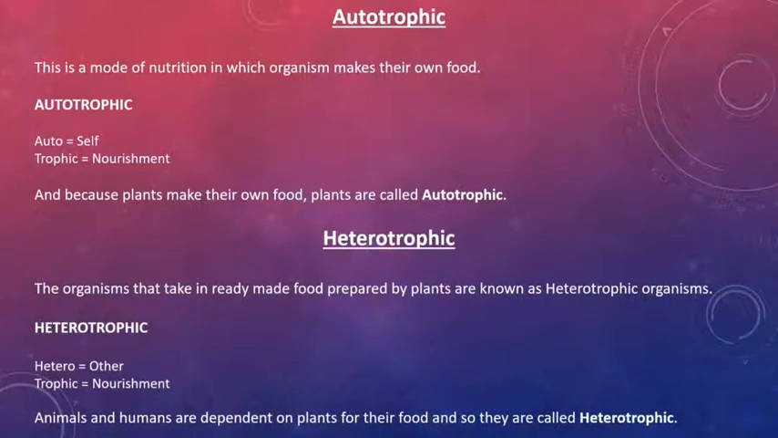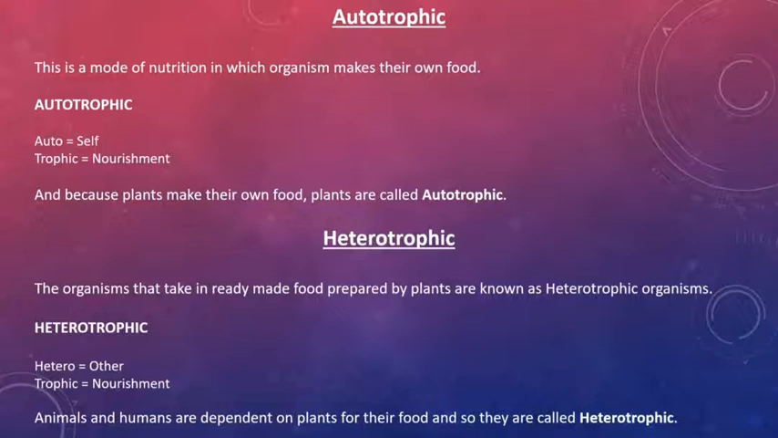Autotrophic, as the word suggests, can be divided into two parts: auto and trophic. Auto means self and trophic means nourishment, that is, self-nourishment. And because plants make their own food, plants are known as autotrophic. They are dependent on themselves for their nourishment.